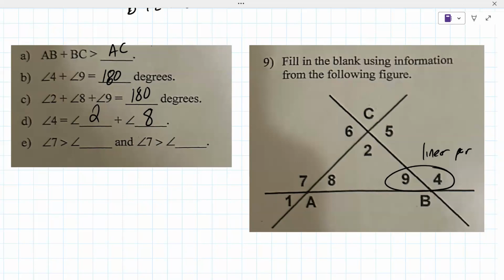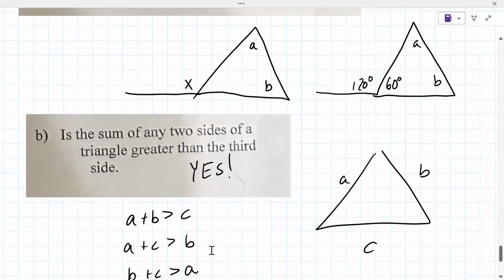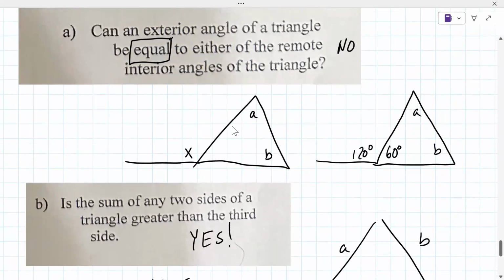All right, I am back. Angle 7 is greater than angle what? That's actually sort of challenging. It's the remote angle theorem. Do you want me to find that in my book? No, it's 2 and 9. It's back to this whole thing we were talking about up here with the exterior angle.